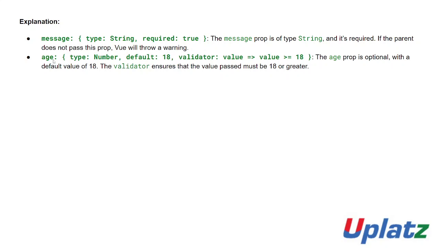Now age: type number, default 18, and validator colon, value arrow function, value is greater than or equal to 18. So the age prop is optional because it has a default value of 18. The validator ensures that the value passed must be 18 or greater.